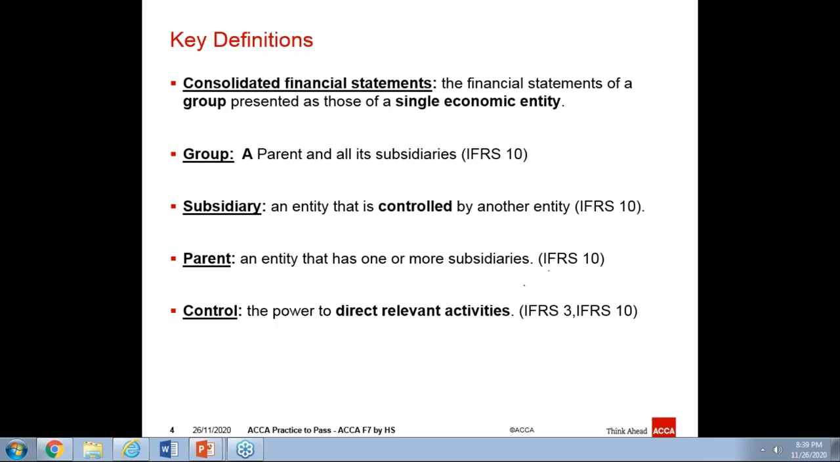IFRS 10 tells us three basic definitions for control. The first one is the power to direct the relevant activities. Number two, the ability to use the power. And the third one is the involvement in the variable interest. So if you have involvement or a share in the variable interest of the subsidiary or the investee, then it means you can control that company. So there are three aspects of the definition. You must have the power, you must have the ability to use the power, and finally, you should be involved in the variable interest of the investee.